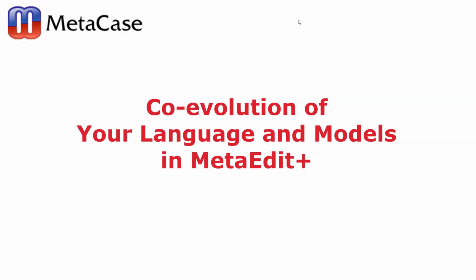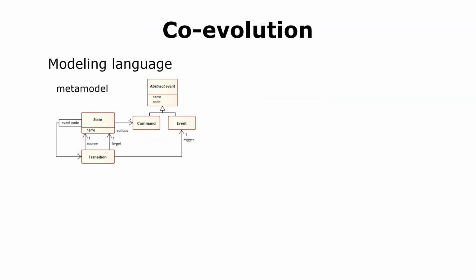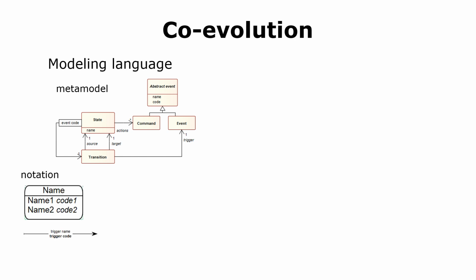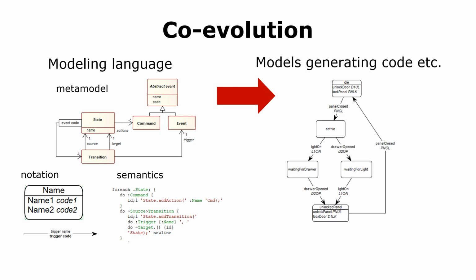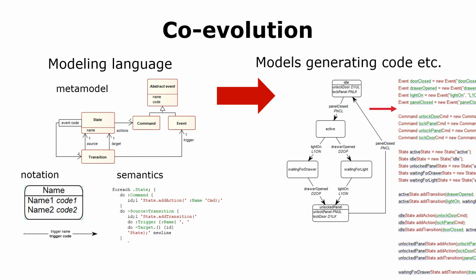This video demonstrates how MetaEdit Plus manages the co-evolution of languages and models along with tooling. Languages are created by defining their meta-model and grammar, then the notation, which can be a diagram, matrix, table, and constraints and semantics like those mapping models to the code. When such a language definition is done, it provides a modeling solution to create the models and then generate various outputs, like code in this example.